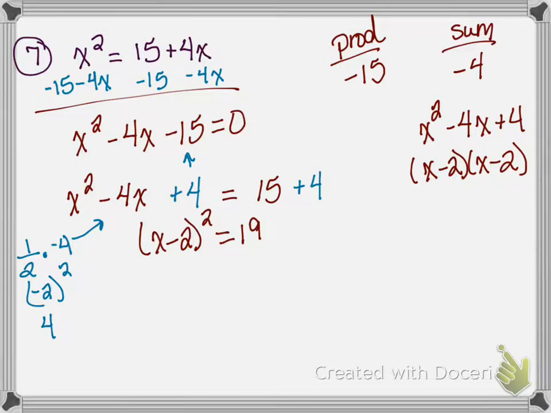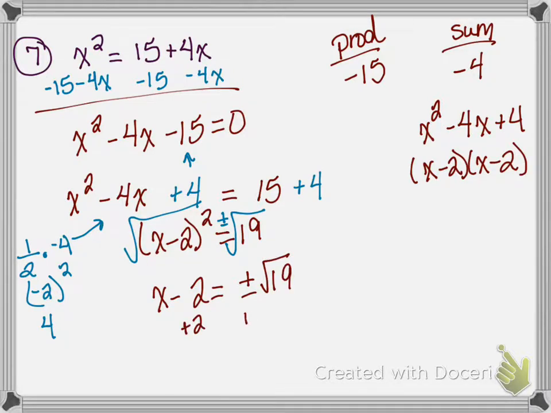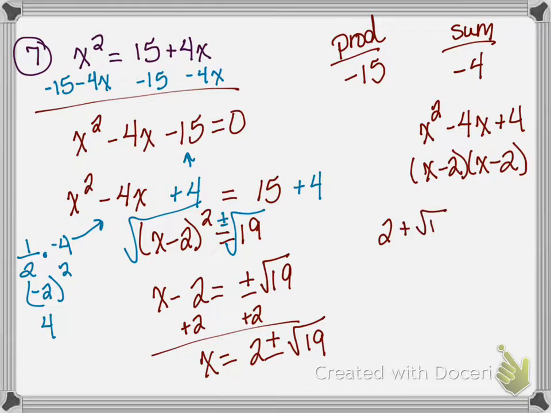Now I'm going to take the square root of both sides. When I take the square root of 19, I have to add that plus or minus. Don't forget that you've got to add that plus or minus. So I have x minus 2 equals plus or minus the square root of 19. My final step is to add 2 to both sides, and I have x equals 2 plus or minus the square root of 19. Okay, and again, that's two different answers. My answer is 2 plus the square root of 19 and 2 minus the square root of 19. Now, if you had done the quadratic formula, you would have gotten the exact same answer. You would have had to simplify, but you would have gotten the exact same answer.